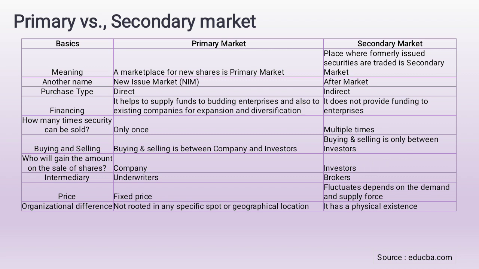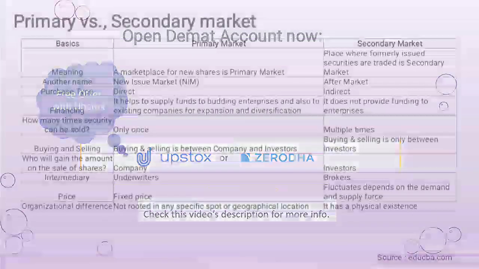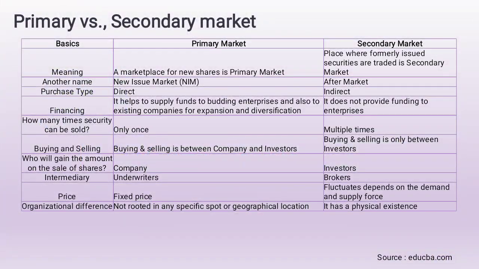When it comes to intermediaries, underwriters are the people who help companies bring their shares into the primary market. In the secondary market, the intermediaries are the brokers and the exchanges, such as NSE or BSE or any other exchanges in the Indian context. As for price, in the primary market it is based on the company's decision or the board of directors' decision, which will be fixed. In the secondary market, it is purely based on the demand and supply existing on a particular day or month.